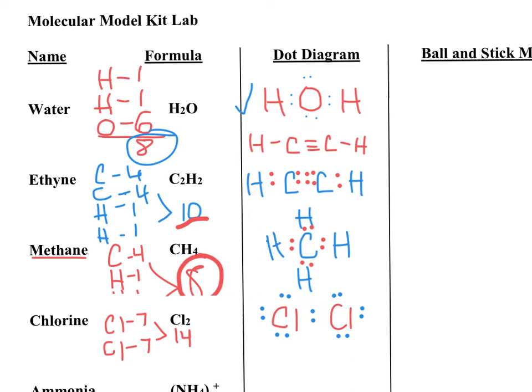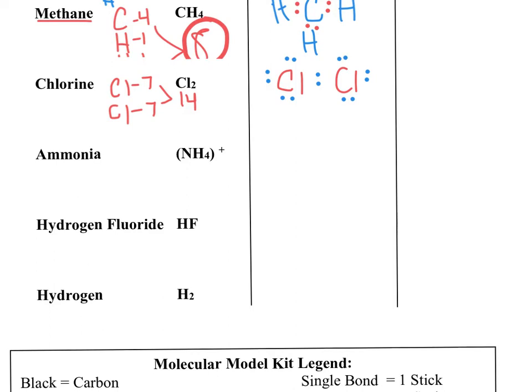Let's count up. That's 2, 4, 6, 8, 10, 12, 14. Perfect. With a single bond of chlorine and 3 lone pairs on each, you use 14 electrons and the chlorines are stable and happy. So this was a single bond for the chlorines. Perfect. Let's take a look at the next one.